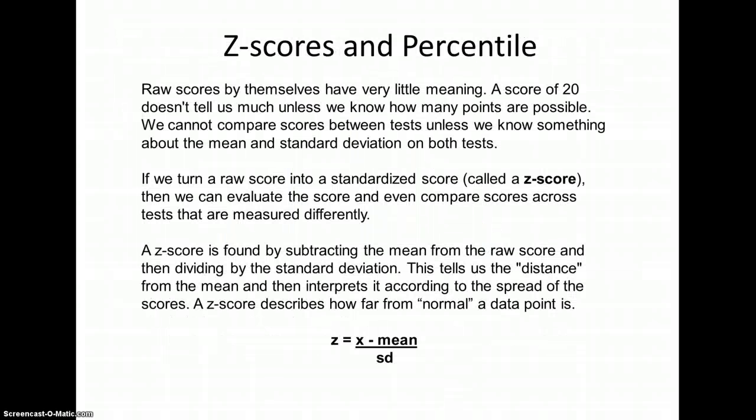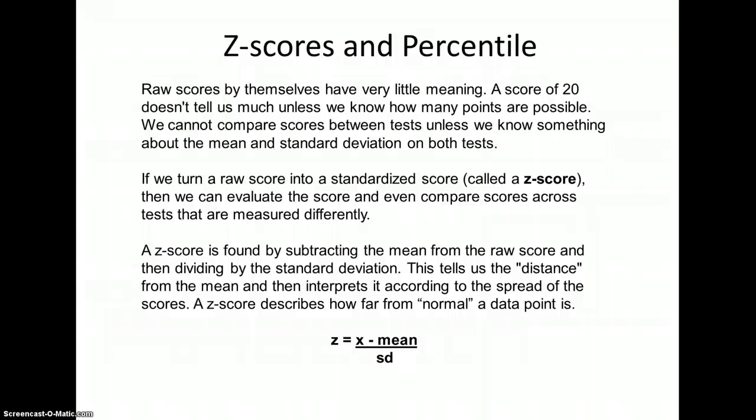Raw scores by themselves don't have much to tell us. If I tell you I got a 20 on my quiz, that really doesn't tell you how I did unless you knew how many points were possible. This is what we use for a z-score, and then we can get percentiles from there. We can't compare scores between two tests unless we know something about the mean and standard deviation on both tests. So we turn our raw score, my 20 points, into a standardized score called the z-score.